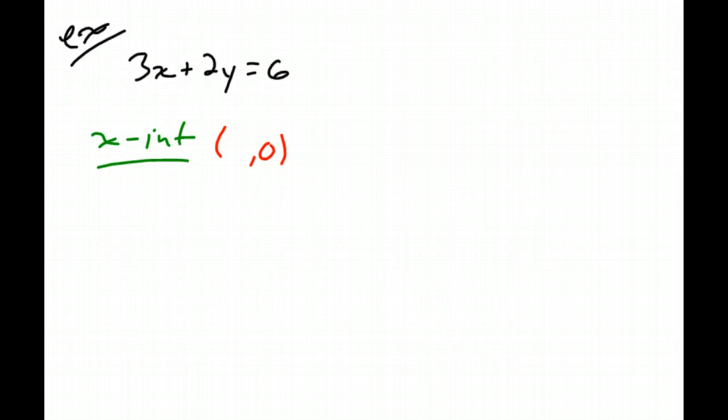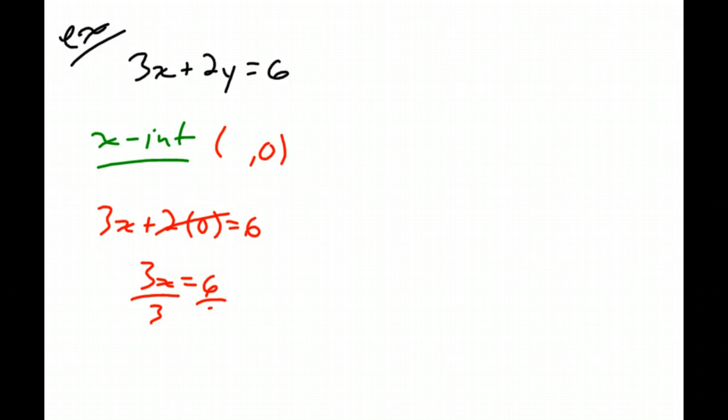So if I put in a 0 for y, so that I have 3x plus 2 times 0 equals 6. 2 times 0 is 0. So I'm left with 3x equals 6. Then if I'm solving for x, I divide by 3 on both sides. X equals 2, so therefore my x-intercept is 2, 0.